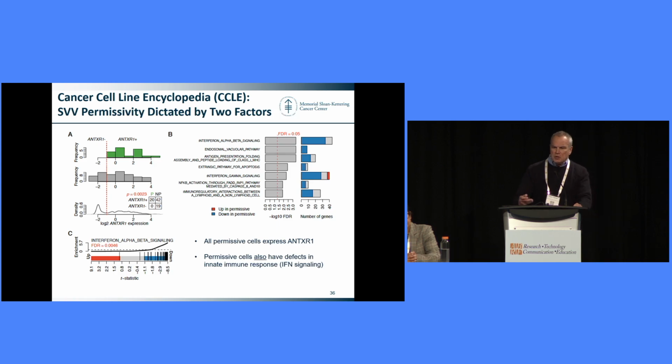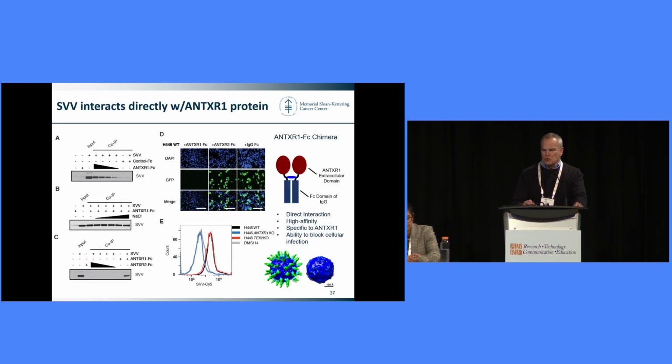So what we did is we looked at the Cancer Cell Line Encyclopedia, which has over 1,000 different cancer lines, and the results for that are in panel B and panel C. And what jumps out at you in the upper right in the blue bars is interferon alpha and interferon gamma. So yes, if a cell's permissive, it has to have the anthrax receptor, or TEM8, but it also has to have defects in innate immune signaling. That's the key. That's how you field patients for the second trial to run.